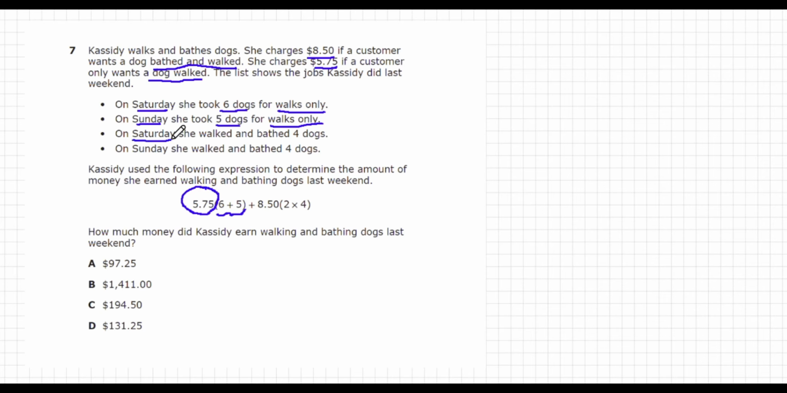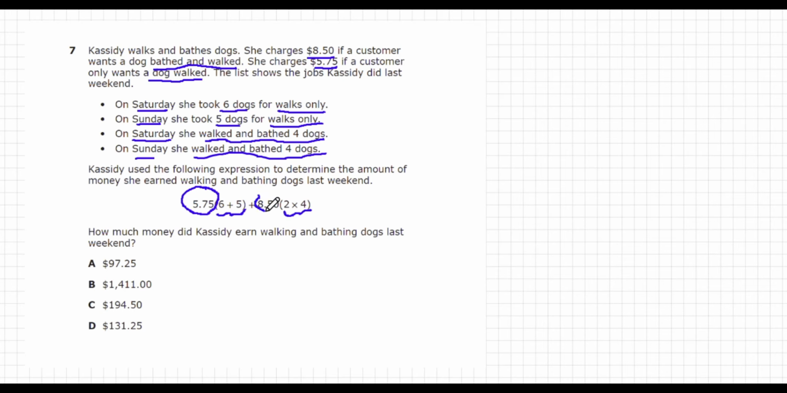On Saturday, she walked and bathed 4 dogs. On Sunday, she walked and bathed 4 dogs. $8.50 multiplied by 2 times 4 for 2 days, dog bathed and walked.